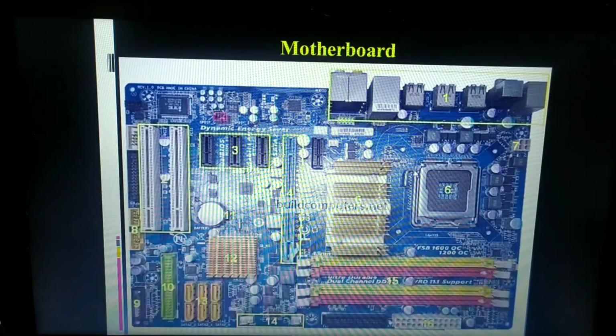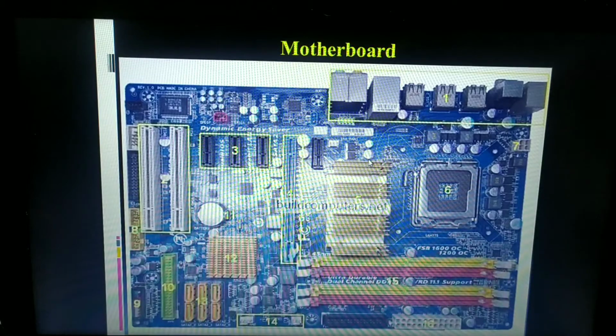Now let us see what are the different electronic components that are mounted on the motherboard. Like for example, the processor. This is a processor.